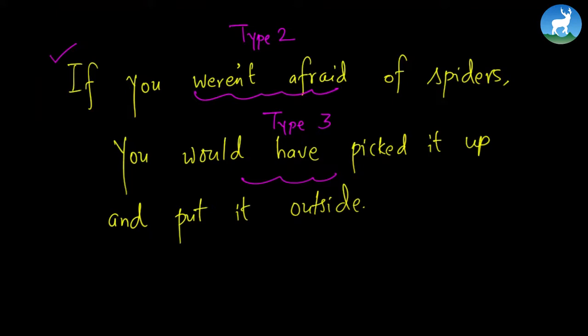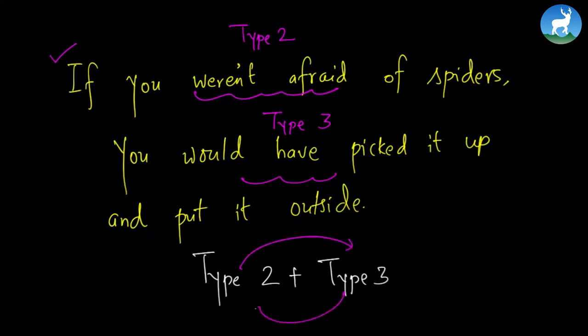Simply, something is going on in the present time, but it is highly unreal. Once again, it is a mixture of type 2 and type 3. The if clause may contain type 2 followed by type 3, or the if clause may contain type 3 followed by type 2. There's no hard and fast rule here. Type 2 plus type 3 is called the mixed type.